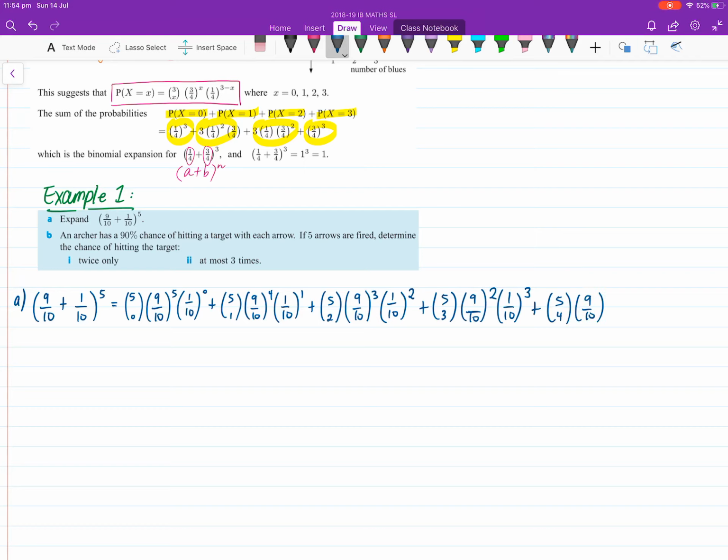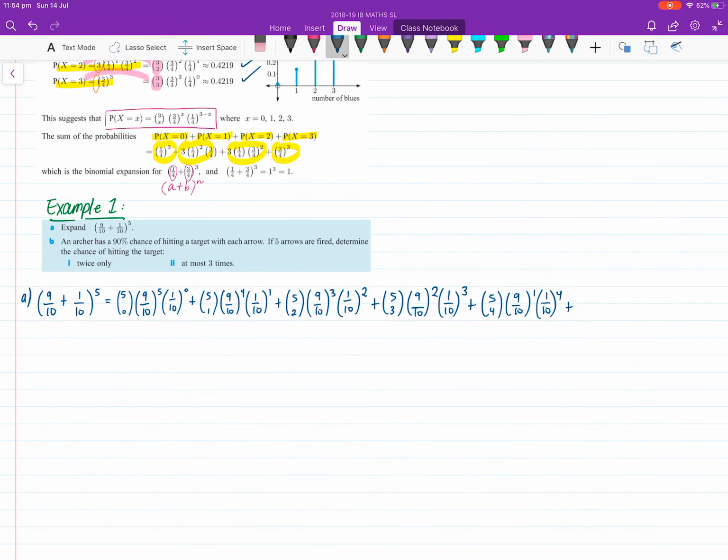9/10 to the power of 1. And then 1/10 to the power of 4. Plus, and then last, 5 choose 5. Then you've technically got 9/10 to the power of 0. You can leave that out if you want to because it equals 1. And then you've got 1/10 to the power of 5.